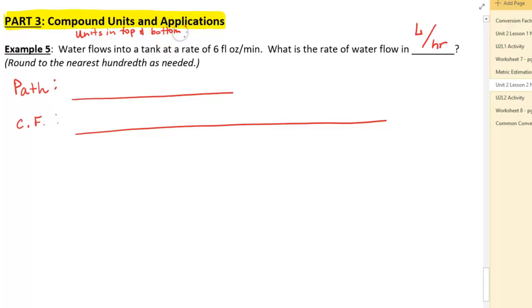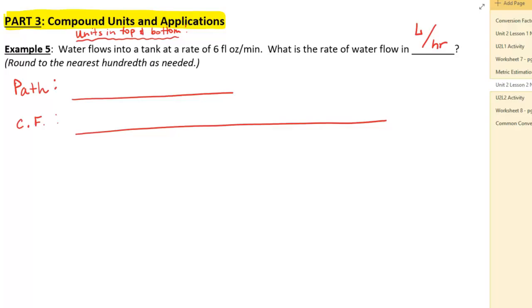But if you remember, we learned back in Unit 1 that we can use this unit analysis process to convert units in both places. That's true whether we're in the metric system, the U.S. customary system, or converting between the two. So let's look at example 5.